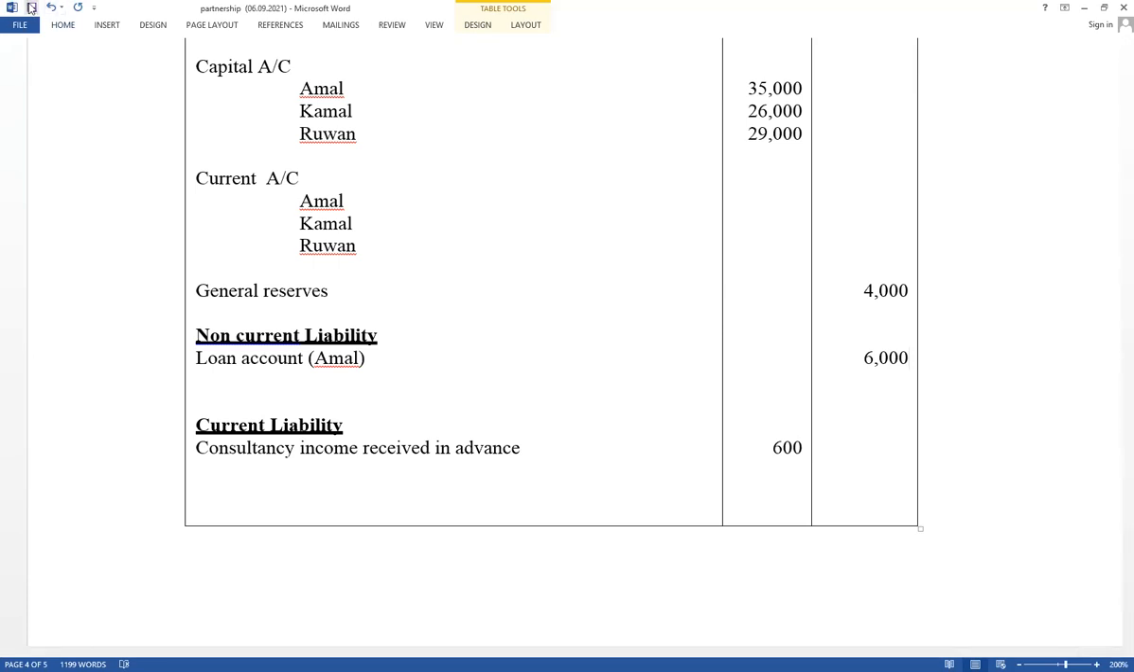Loan is a liability. Then agreements also we have discussed. Now see the trial balance from the beginning.